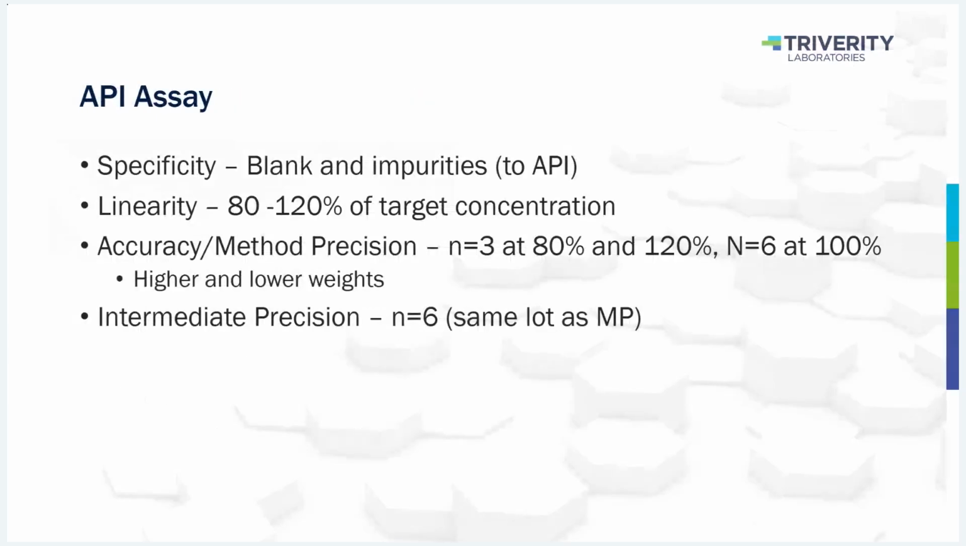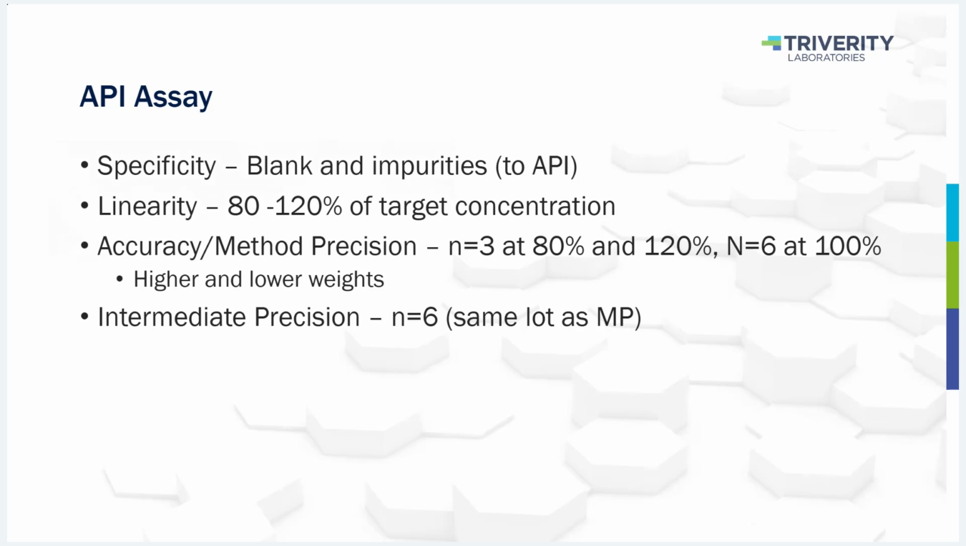All right, the simplest in theory API assay, or the hardest, depending on the year. API assay, we're looking at specificity of your blank and your impurities. And your specificity of your impurities only needs to be to the API. It doesn't need to be to each other. They can coelute, doesn't matter. Linearity, 80 to 120% of the target concentration, specification range. If your spec range is really, really tight, yeah, you just need to go outside of that.